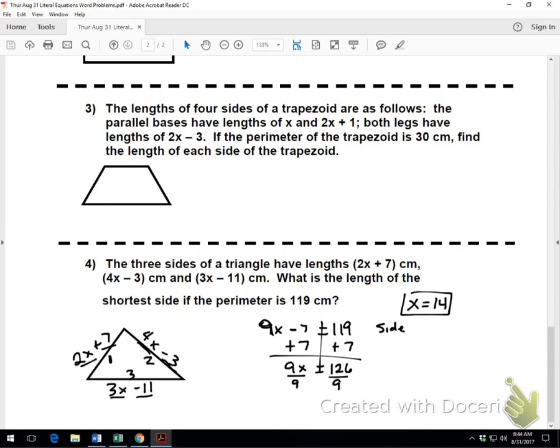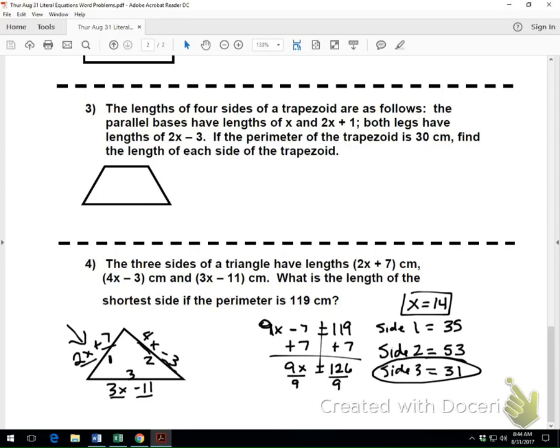Okay, side 1. If I take 2 times 14, 28 plus 7, 35. Okay, side 2. 4 times 14, which would be 56, right? Minus 3, 53. And then side 3. 3 times 14 should be 42, right? Minus 11, 31. Okay, so out of these, which one is our shortest side? Side 3, at 31.